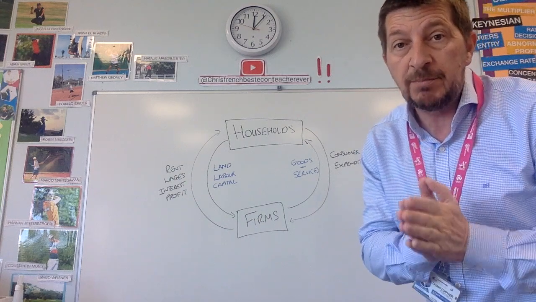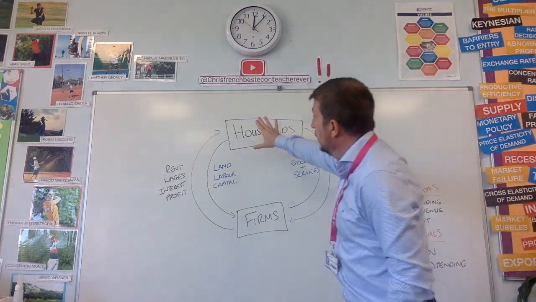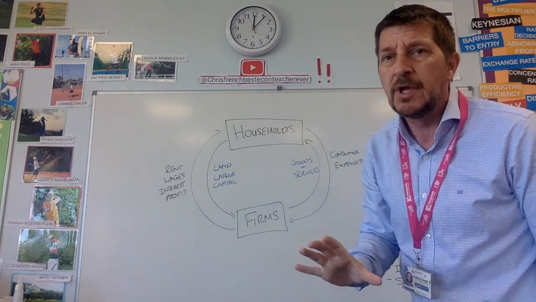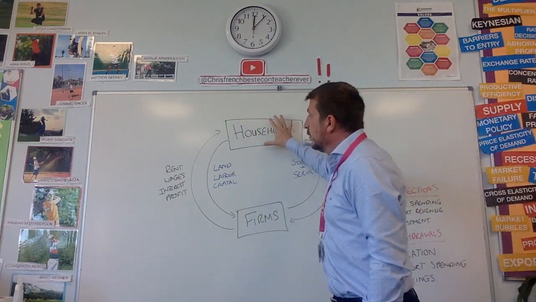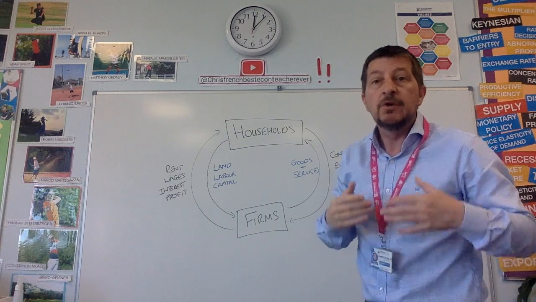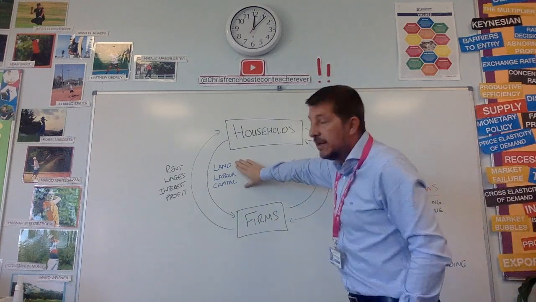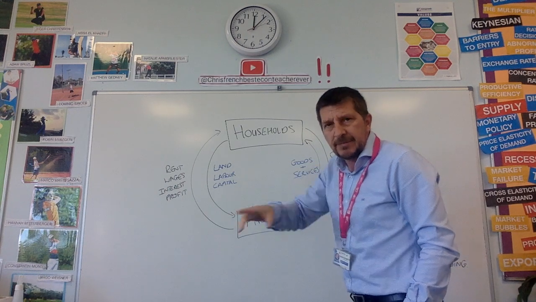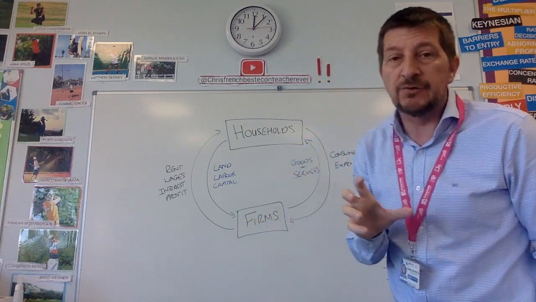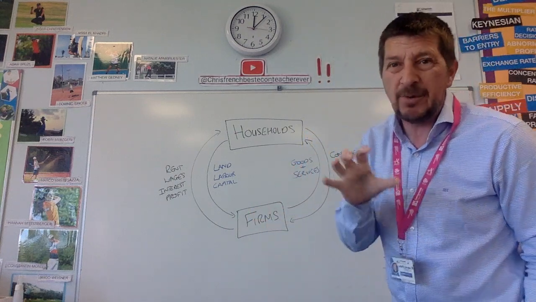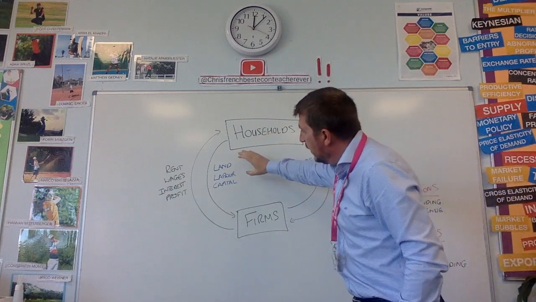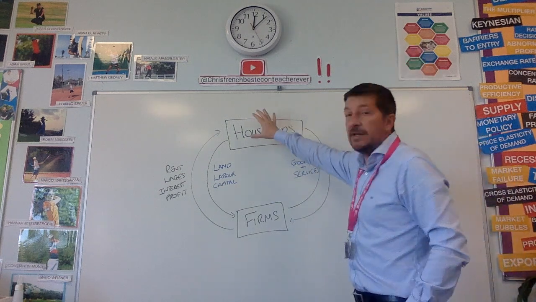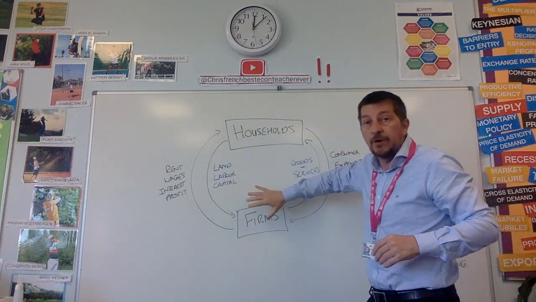So let's start with some basics. Say, for example, we start with a household. In the UK, there's about 28 million households in total, and those households provide certain things to firms. Okay, they provide these factors of production: land, labour, capital. There's also an intangible factor of production called enterprise, okay? But let's stick with the more solid examples here: land, labour, and capital. So those are the factors of production that are provided from households to firms.